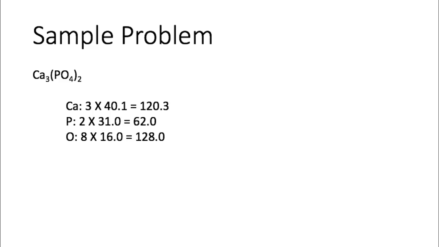So 3 times 40.1 gives me a total of 120.3. 2 times 31 gives me a total of 62, and 8 times 16 gives me a total of 128. My next step is to add all of these numbers together. 120.3 plus 62 plus 128 gives me a total of 310.3 grams per mole for calcium phosphate. So again, I'm looking at how many atoms of each element are present in the compound, and then multiplying that number of atoms by the atomic mass. My final step is to add up all of my answers for the elements in that compound, and that gives me my molar mass.